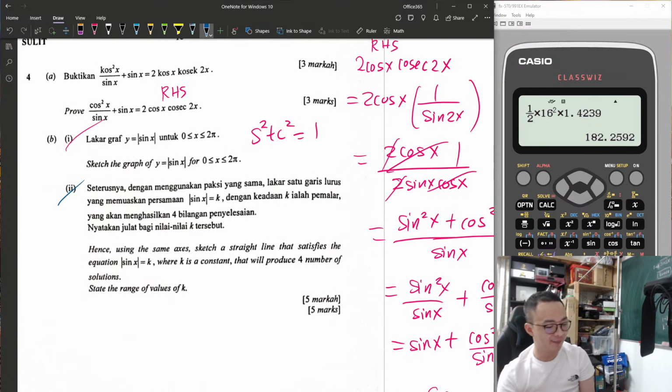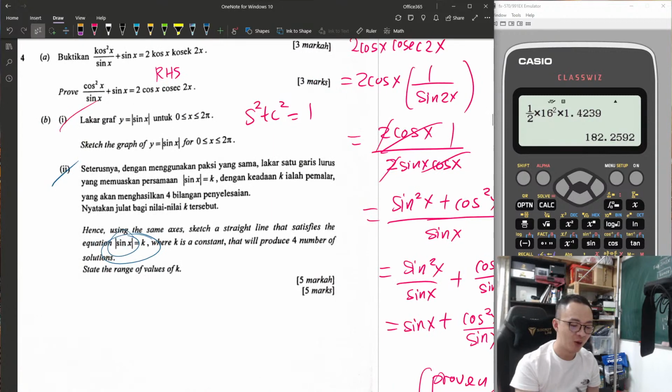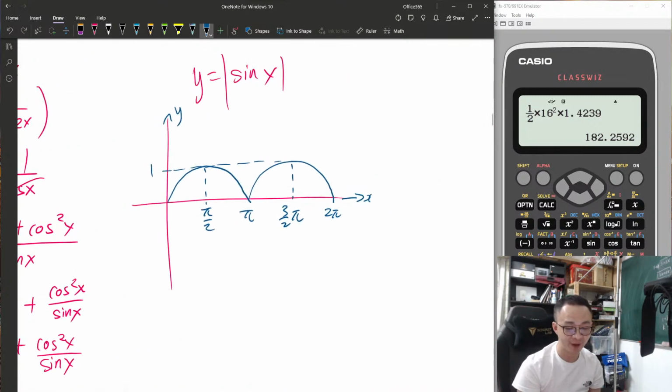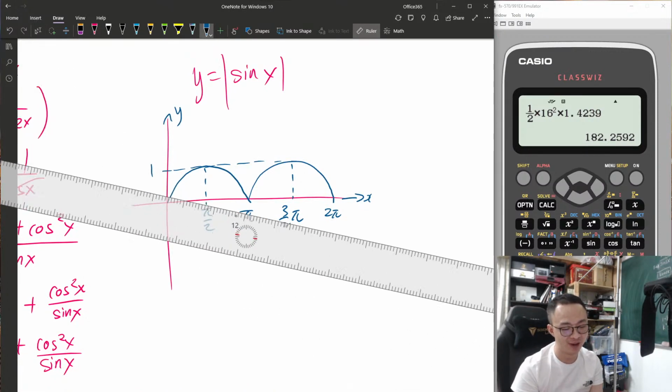Then this one: hence find the number, hence using the same axis, sketch the straight line that satisfies this. Okay, this is y equals to k. Like I say, y equals to k is a horizontal line. This line must be parallel to the x-axis. Okay, so produce 4 number of solutions. Basically, you will touch 4 points.